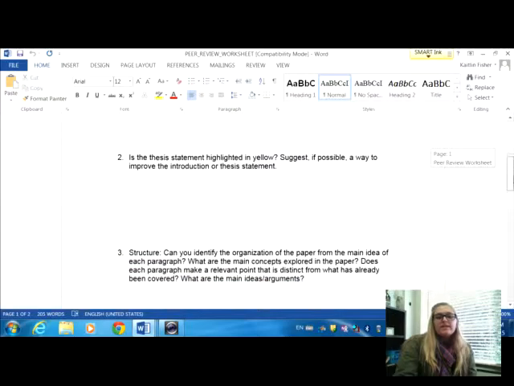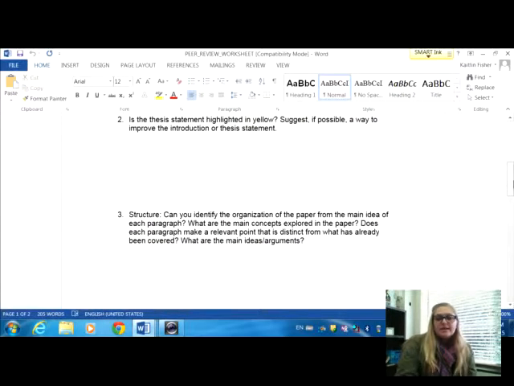Number 2 is the thesis statement highlighted in yellow, and suggest if possible ways to improve the introduction or thesis statement. If it's not highlighted in yellow, that's okay, remind them, but also say, hey, I think your thesis statement's a little confusing, or yes, it's definitely right on target, it's very clear, I understand what you are arguing in your paper.